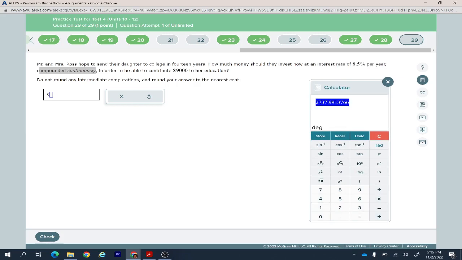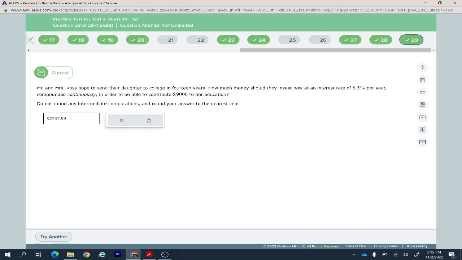They should invest 2,737. If you round it to the nearest cents, it's supposed to be 0.99 cents. Yeah, they would invest this much amount of money to have 9,000 after 14 years. Okay, so that is the practice test for test 4.